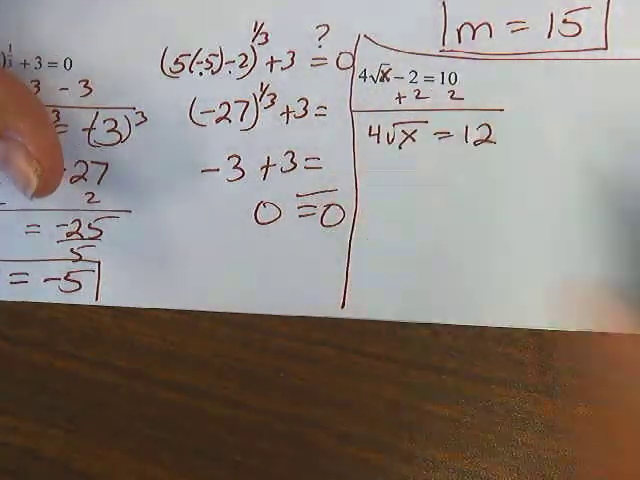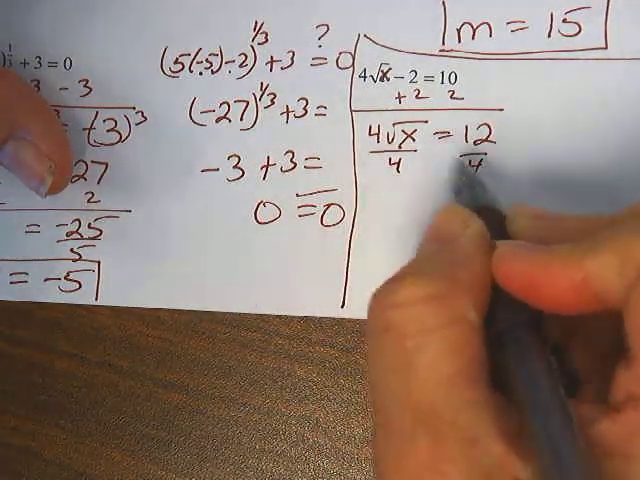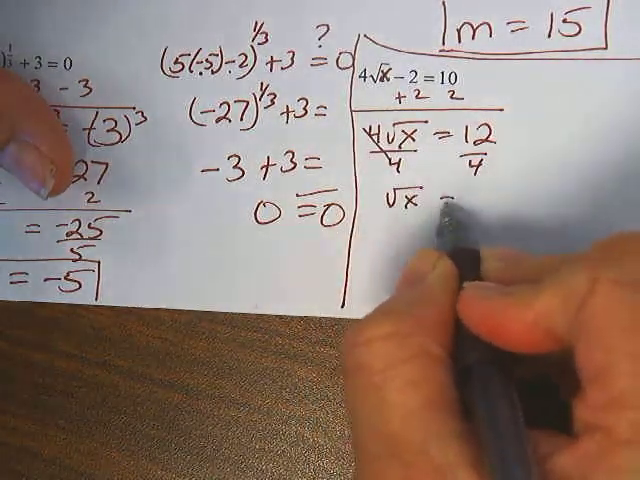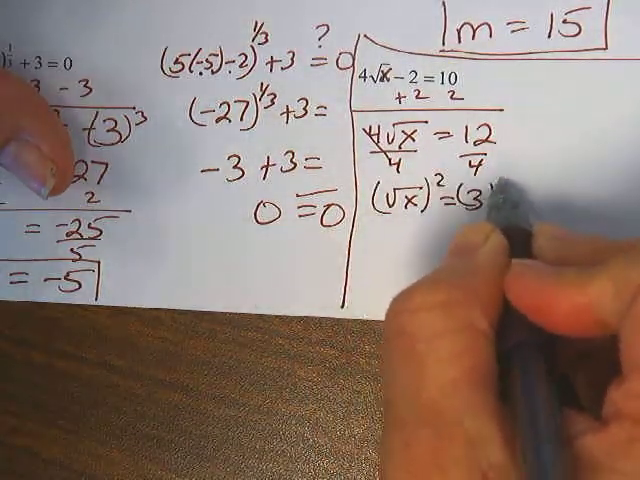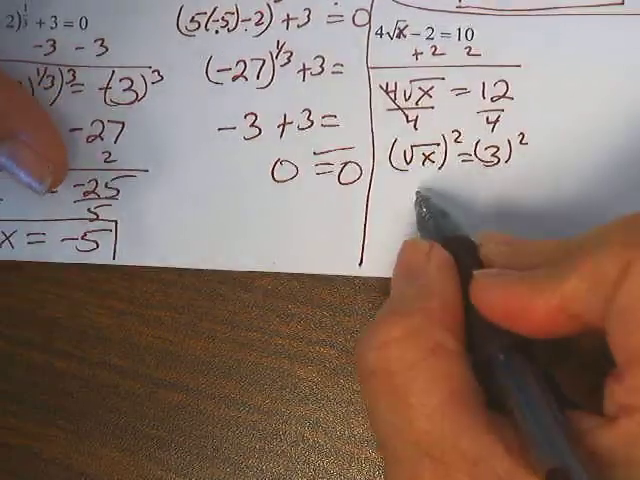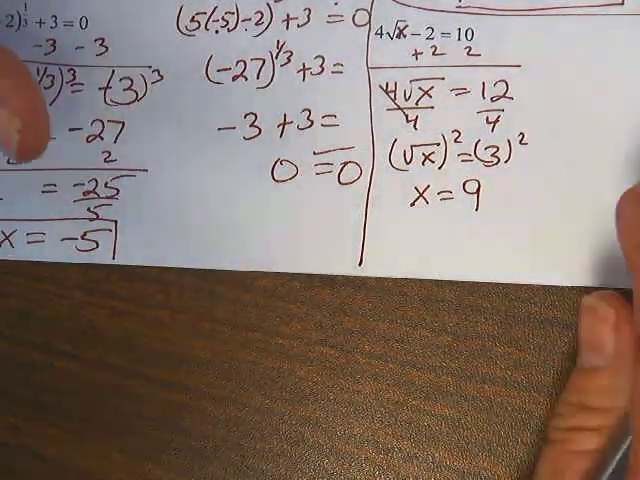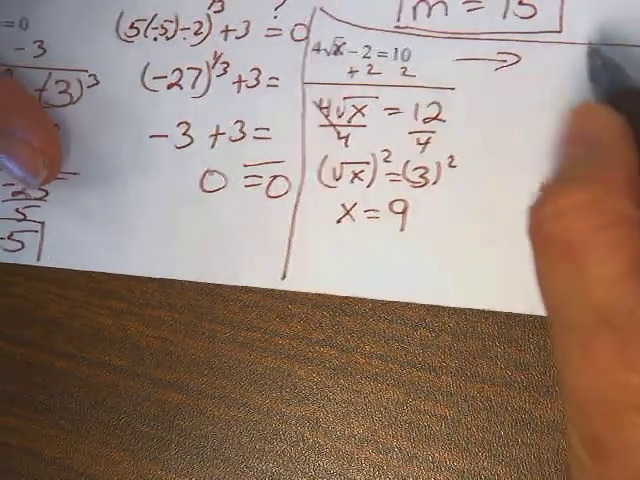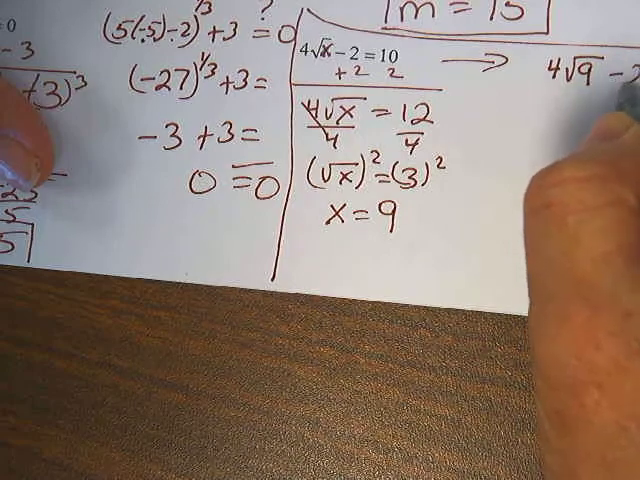Okay, let's divide both sides by 4. So we have the square root of x equals 3. And now we're going to square both sides because I've got the radical by itself. So x is equal to 9. And again, let's plug that back in over here. So does 4 times the square root of 9 minus 2 equal 10?